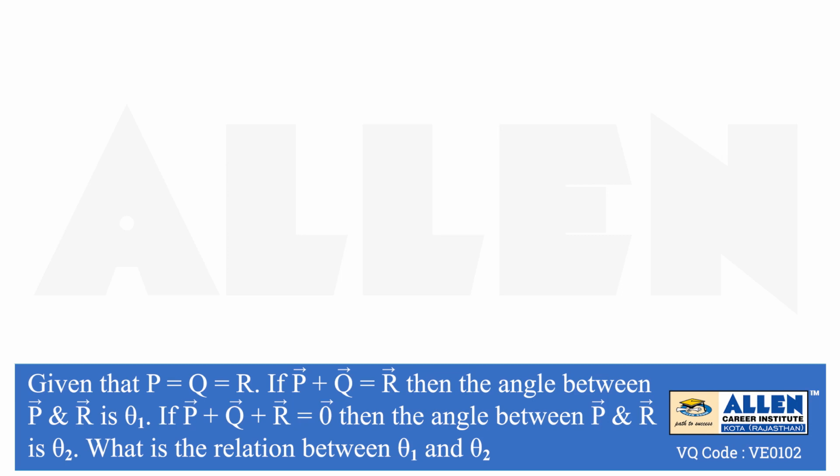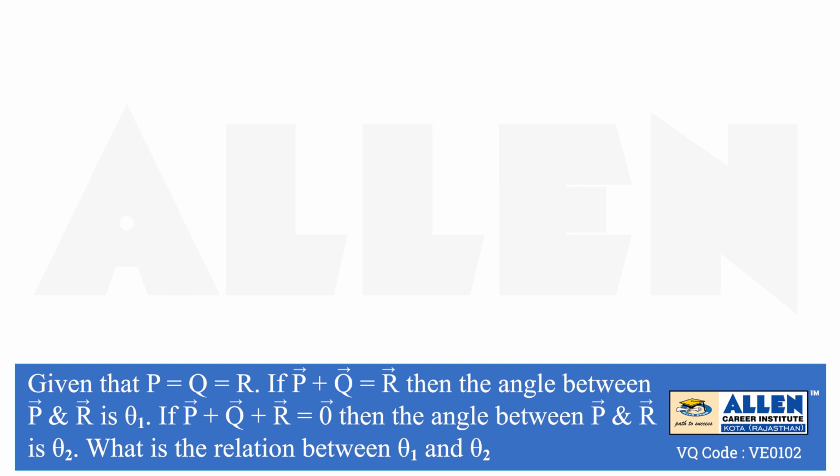Given that P equal to Q equal to R, if P vector plus Q vector is equal to R vector, then the angle between P vector and R vector is theta 1. If P vector plus Q vector plus R vector is equal to 0 vector, then the angle between P vector and R vector is theta 2. What is the relation between theta 1 and theta 2?